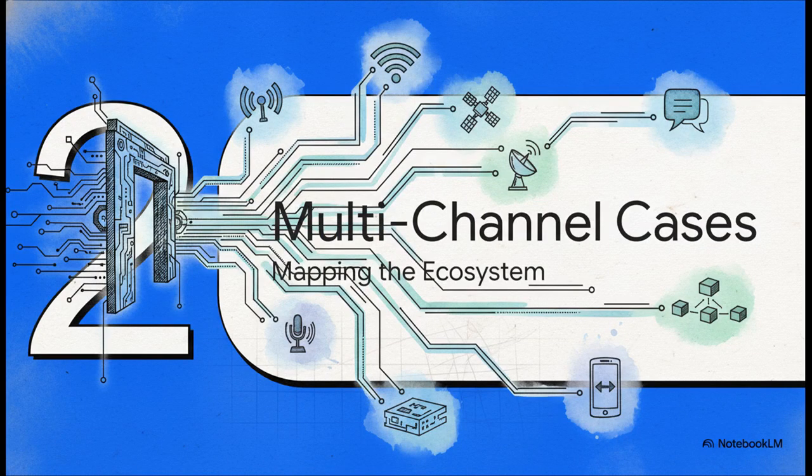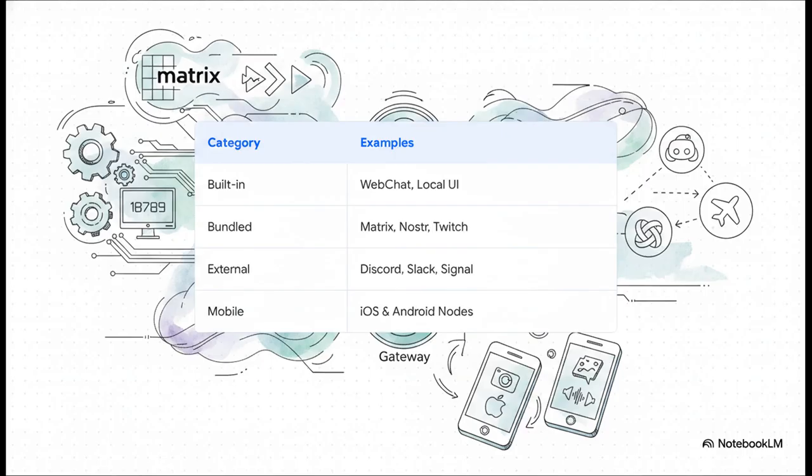Section 2. Multi-channel deployment use cases, mapping the ecosystem. The sheer breadth of this abstraction layer requires a closer look. You have one single gateway seamlessly handling built-in channels like the local control UI sitting on port 18789. Simultaneously, it is managing bundled plugins for decentralized protocols like Matrix and Nostr, alongside external integrations requiring completely distinct API handshakes. Think Discord, Slack, and Signal.